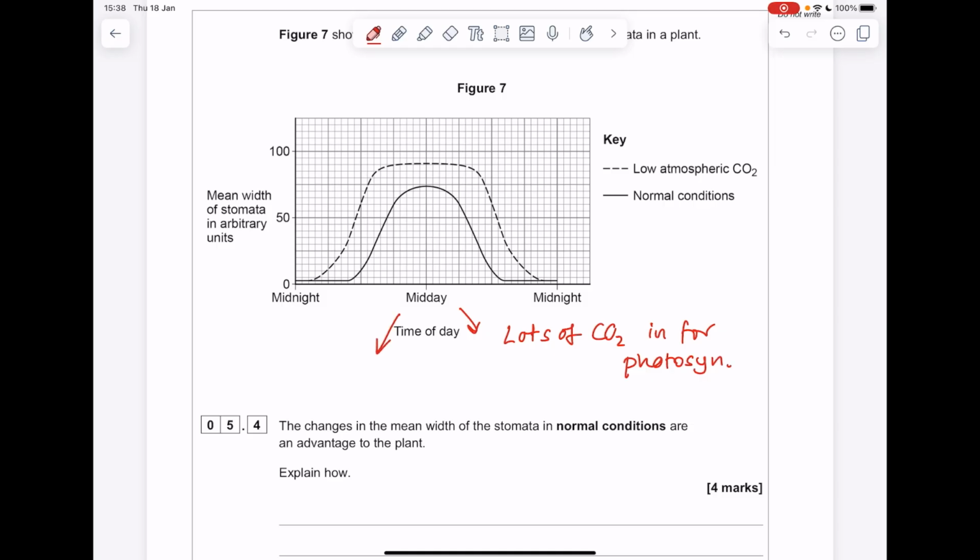And at midday, you'd expect there to be lots of light, again, corresponding to lots of photosynthesis. At midnight, there's no light, so no photosynthesis. They're going to choose to close those stomata in order to prevent excess water loss by transpiration.